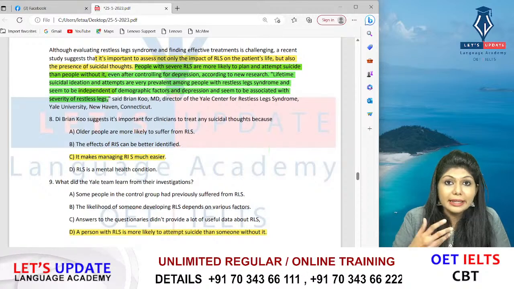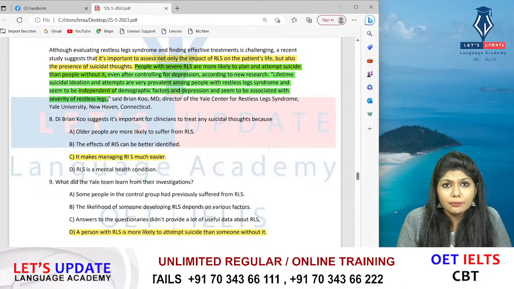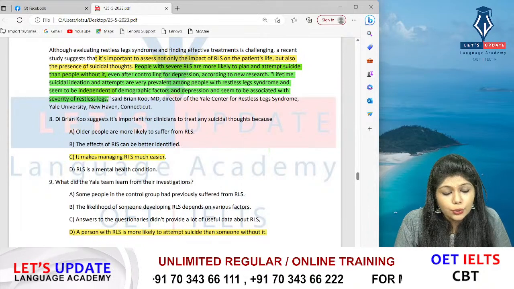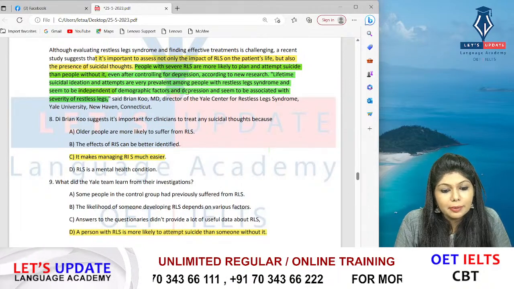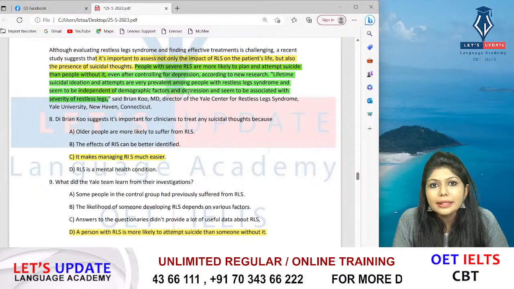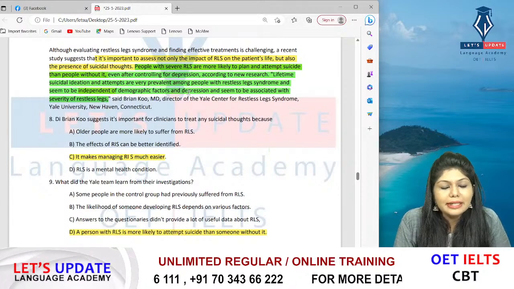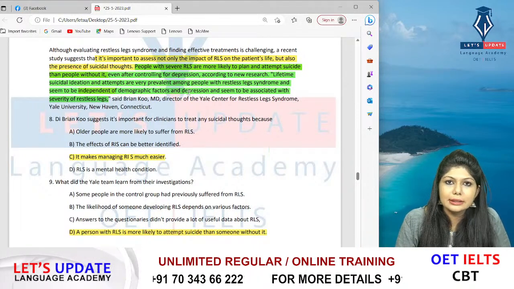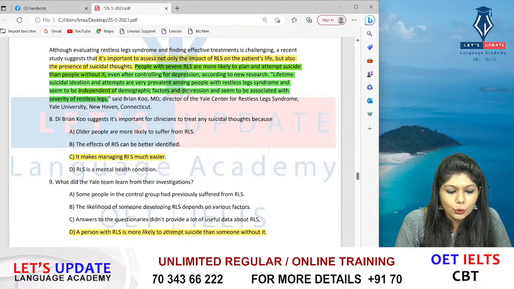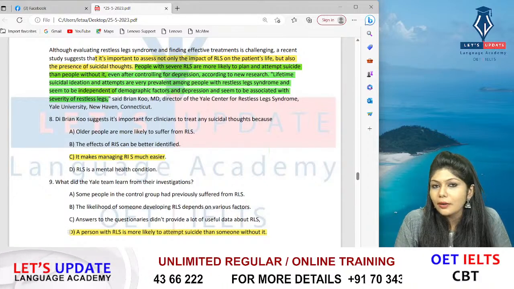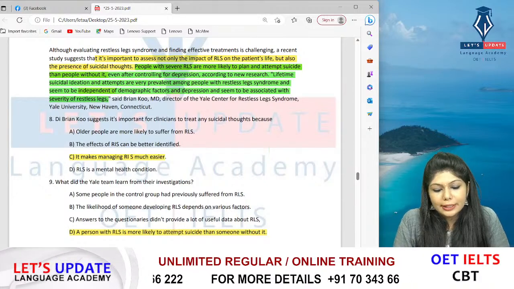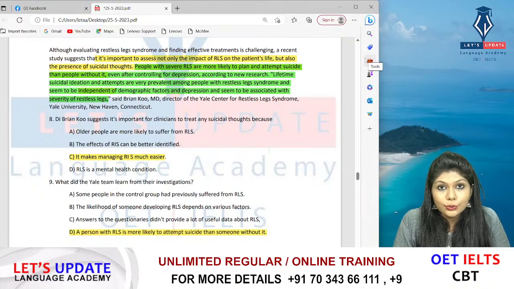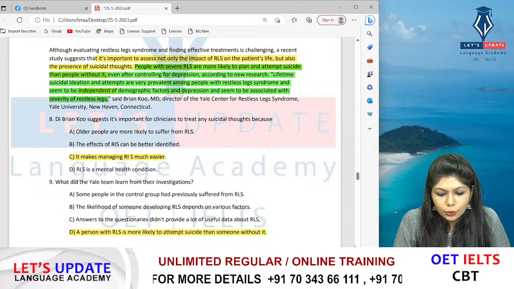Lifetime suicidal ideation, ideation in the sense the thought or the idea of suicide, and the attempts are very prevalent among people with restless leg syndrome because they are interconnected and seem to be independent of other factors. They are not dependent on other factors but this, that is RLS. So that is why our answer is D. A person with RLS is more likely to attempt suicide than someone without it. I hope that is clear to you. So we'll move on to the next question.